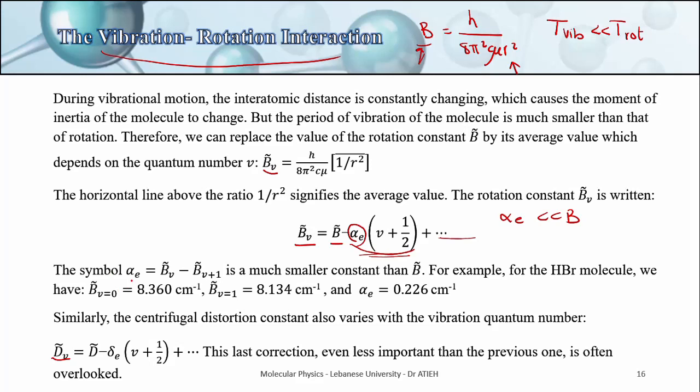Alpha_e is much smaller than B. And as you can see, alpha_e is equal to B_v minus B_(v+1). So as we go to higher levels, as v increases, B will decrease. We have said that before, and it appears clearly from the expression.